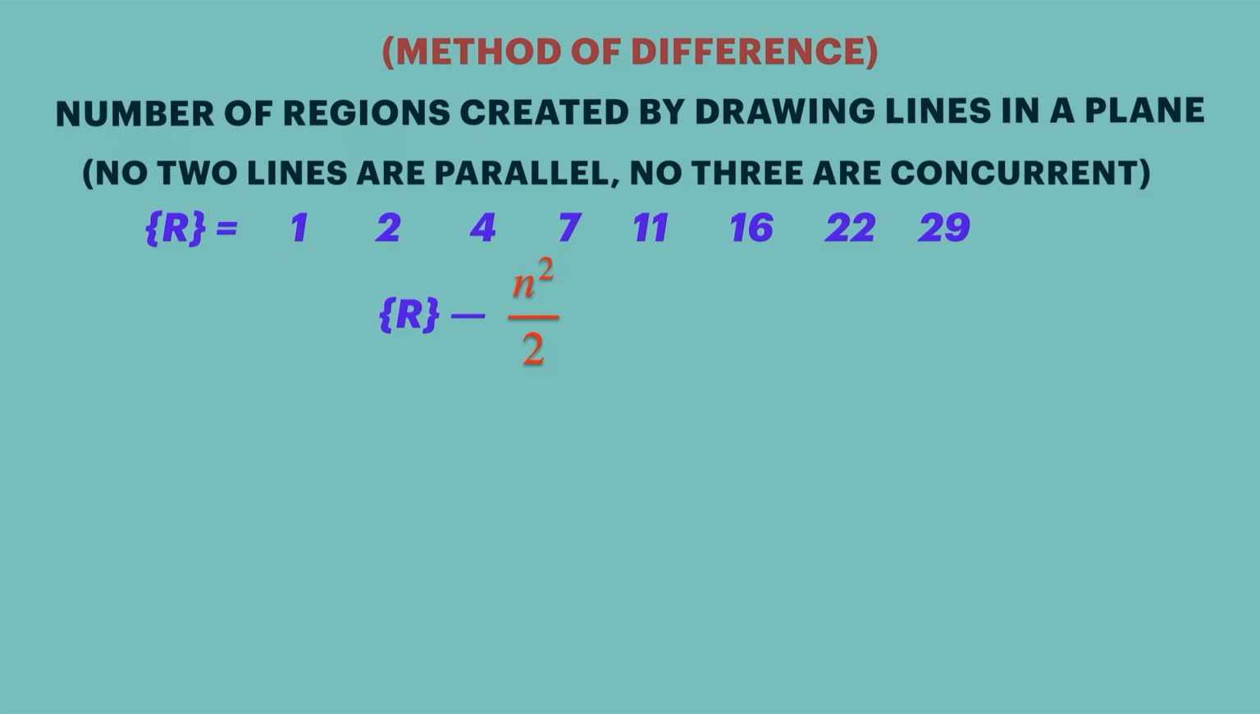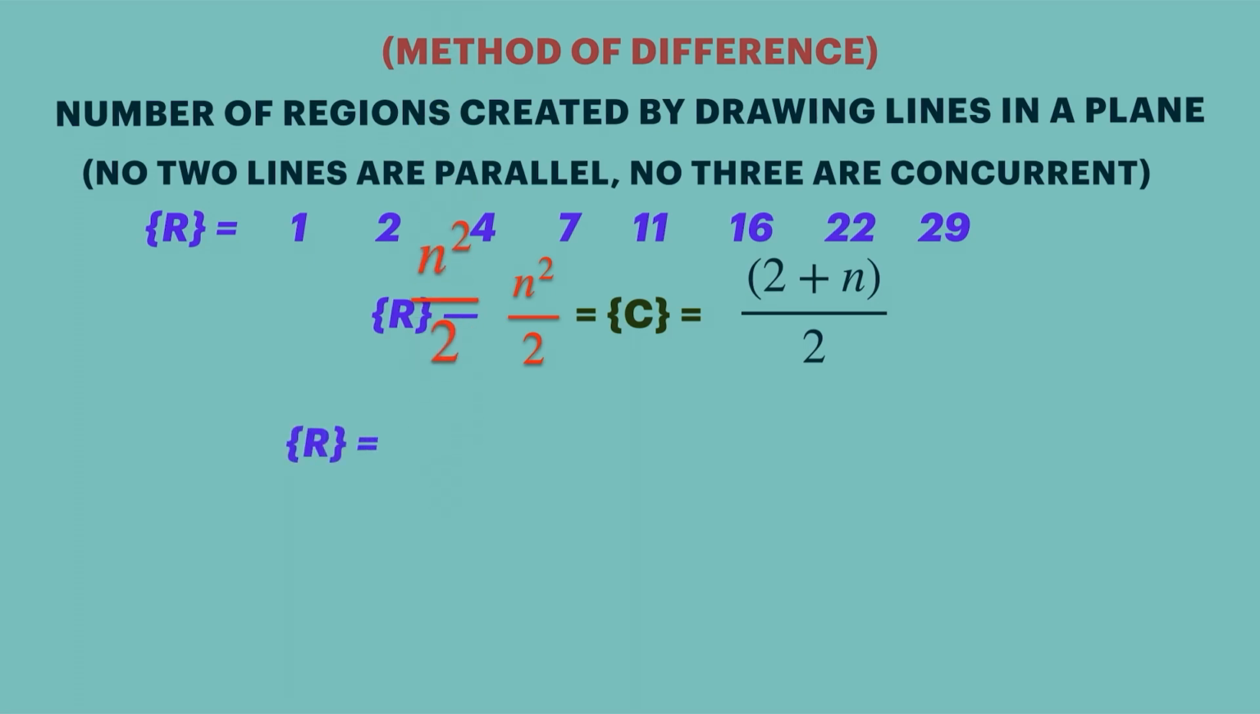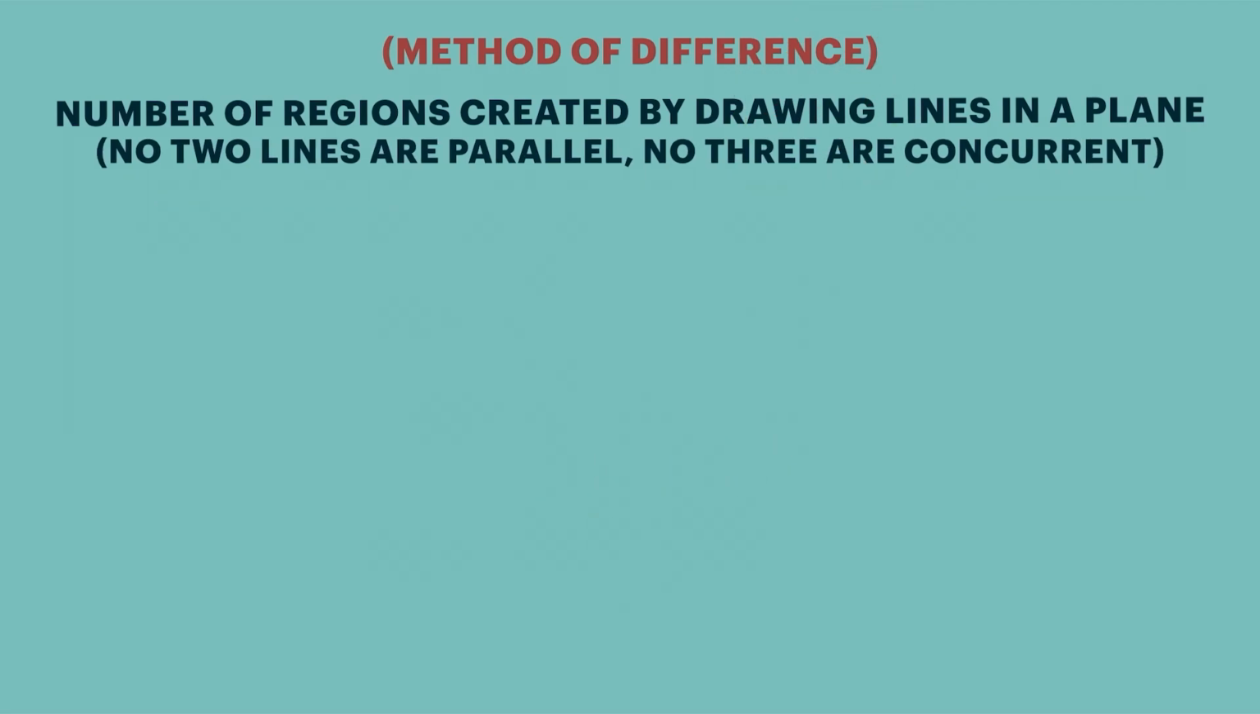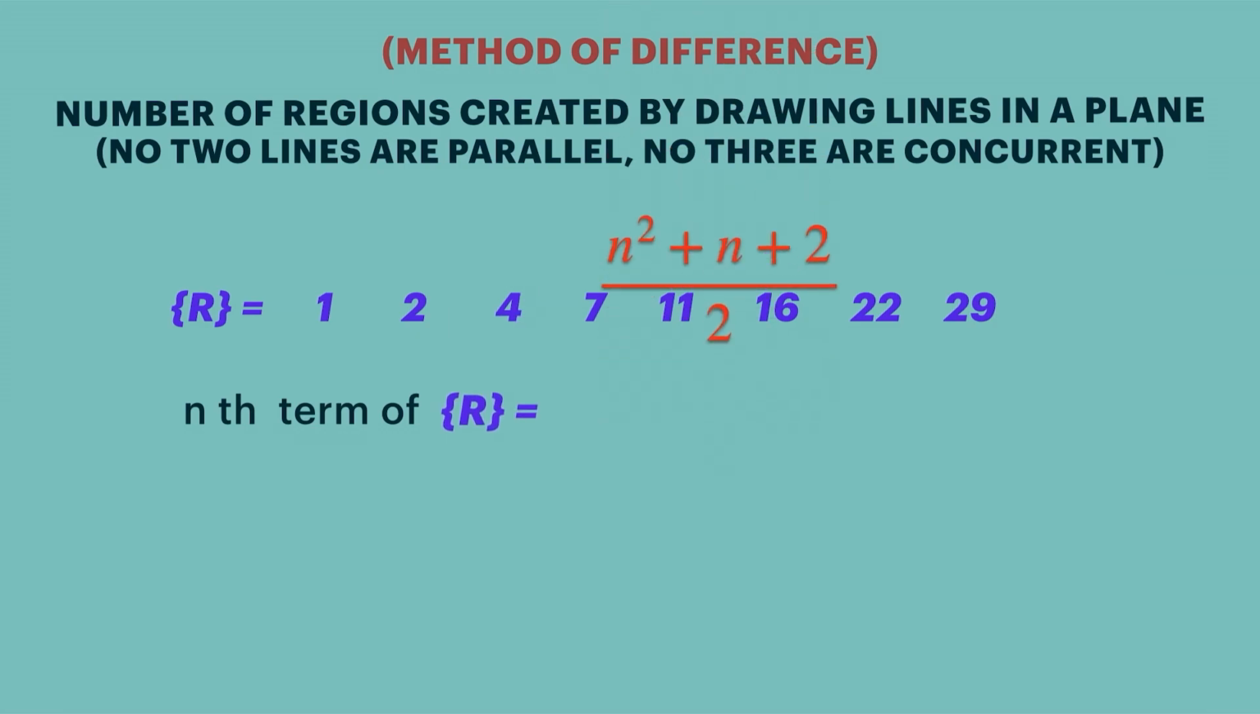R minus n square by 2 equal to C, and C is 2 plus n by 2. So changing the side of n square by 2, we get R equal to n square by 2 plus 2 plus n by 2, which gives R equal to n square plus n plus 2 by 2. So that is the nth term of the sequence R equal to this.